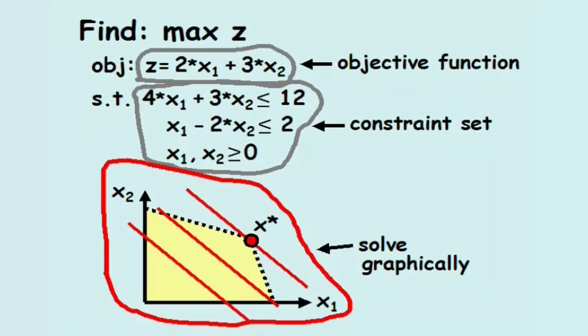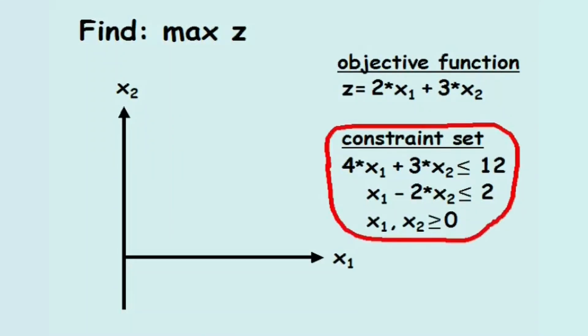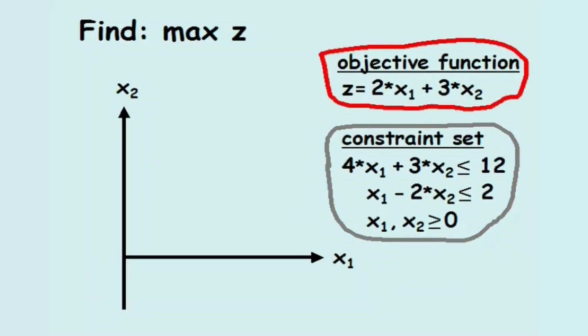Solving the problem graphically means sketching the feasible solution space using the constraint set and then determining the optimal solution in the feasible solution space using the objective function. The feasible solution space is comprised of the union of all constraints in the constraint set.